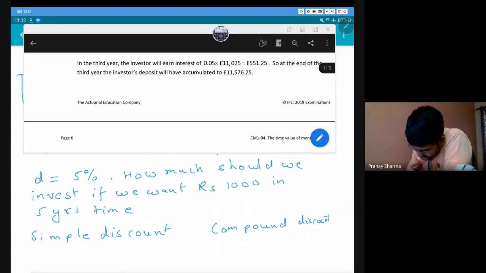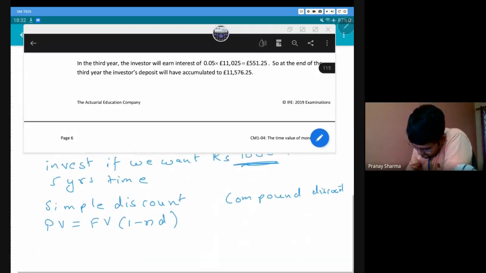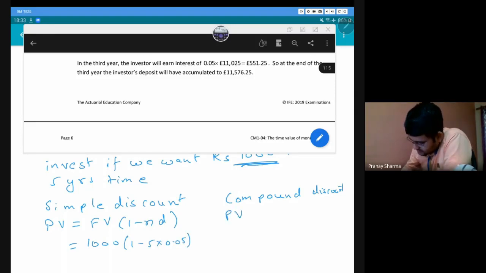We have our formulas. We'll say present value will be equal to our future value, that would be 1000, into (1 - n·d). Calculate this, and then here we'll have (1 - d) raised to 5. Calculate both of them.